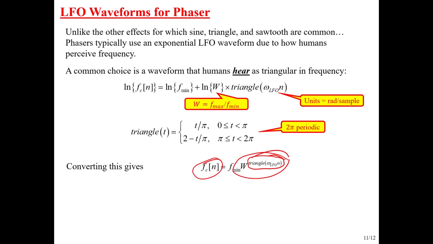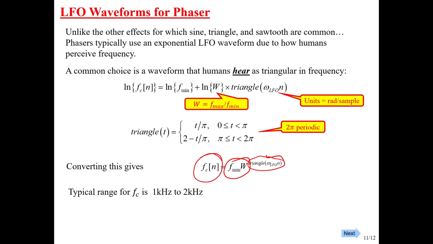So W is kind of a width setting. It's F max over F min. And so this would sweep, if we put a triangle shape and use it in this exponential form to change the FC, then we will hear this sweep in a way that sounds triangular. And I'm just stating some typical ranges for the FC, so you can work that out if you ever want to make one of these.